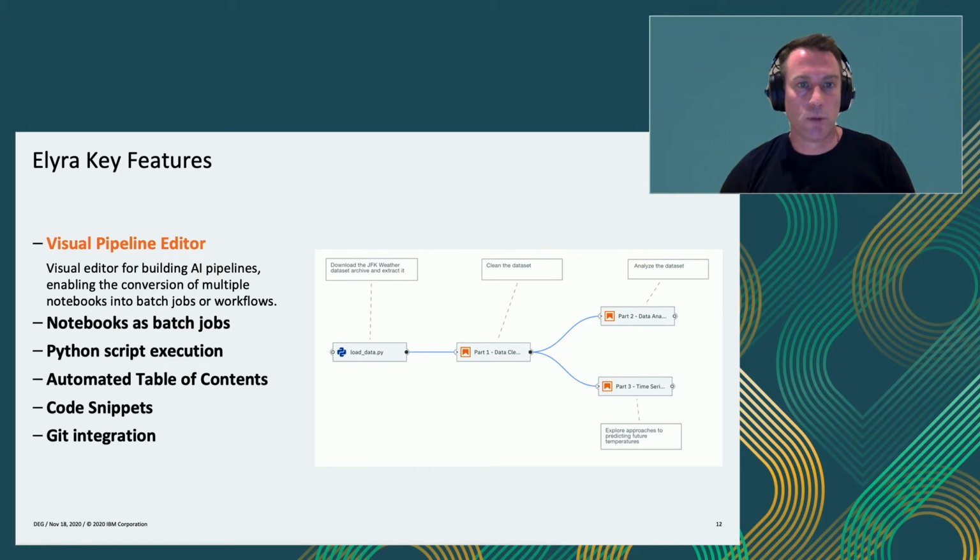One of the most important pieces here is a visual pipeline editor. So we can see here, this is a way to visually build AI and data science pipelines consisting of both notebooks and Python scripts. So this is a DAG, a directed acyclic graph. It can have multiple input and output nodes effectively, and multiple branching structures. This shows a typical process of loading data, performing some data processing and cleansing, and then splitting into multiple downstream tasks, some of which may be analytics and data science related, some of which may be machine learning related.